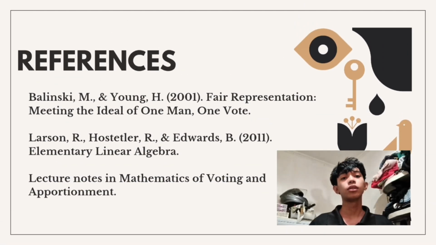References: Balinski and Young, 2001. Fair Representation: Meeting the Ideal of One Man, One Vote. This book talks about how to divide things fairly, like seats in government, so that every person's vote counts fairly, equally.